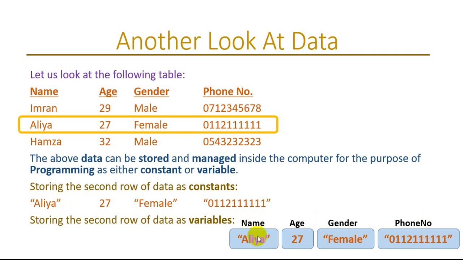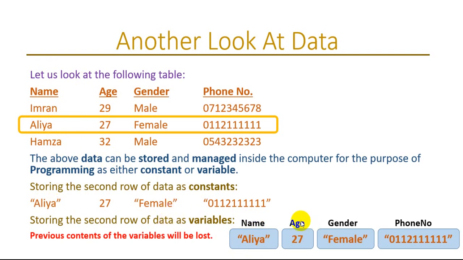Instead of Imran, which we stored earlier, we can use even Hamza. That is why this name is called a variable, because this box can contain any value, different values. But the word Alia will never change. The word Imran will never change. So those are constants.